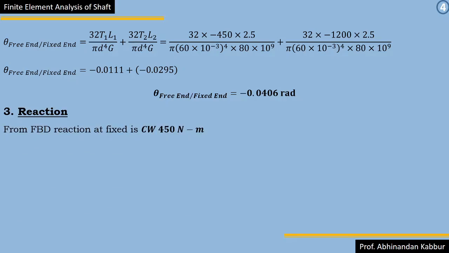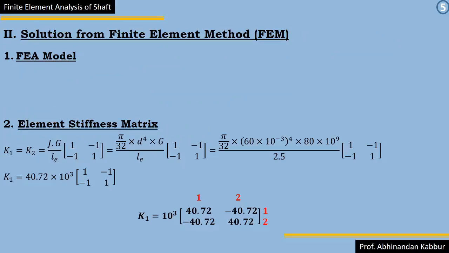So in this first portion, the torque on the extreme left-hand side is my reaction, which is counterclockwise 450 Newton meter. So these are the values. Now we have calculated using mechanics of materials. Try to remember the values so that we can compare them when we solve through the FEM.